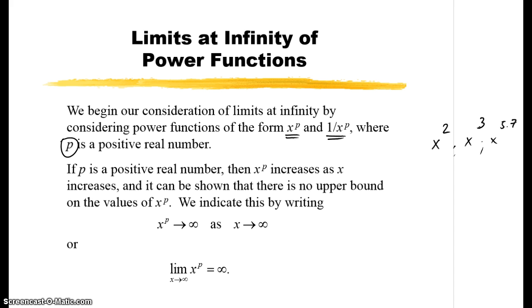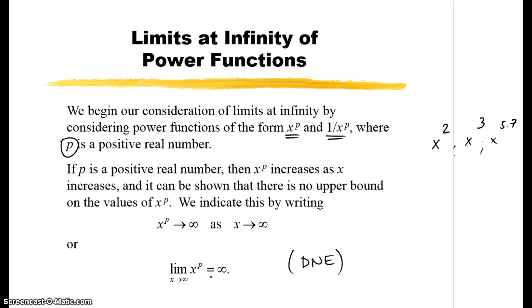Well, it could be shown that there is no upper bound, in fact, on the values of x to the p. You could just keep growing without bounds. So we indicate this by writing the following sentence mathematically. x to the power of p approaches infinity as x approaches infinity. In terms of limits, we say the limit as x approaches infinity of x to the power of p equals infinity. Once again, this limit does not exist.